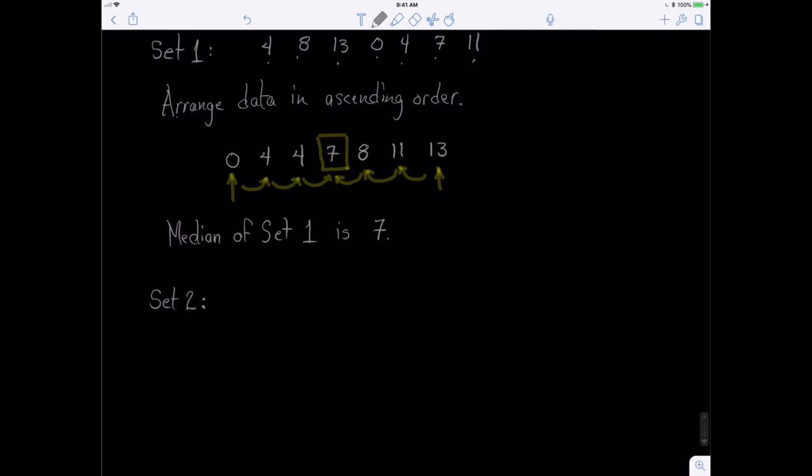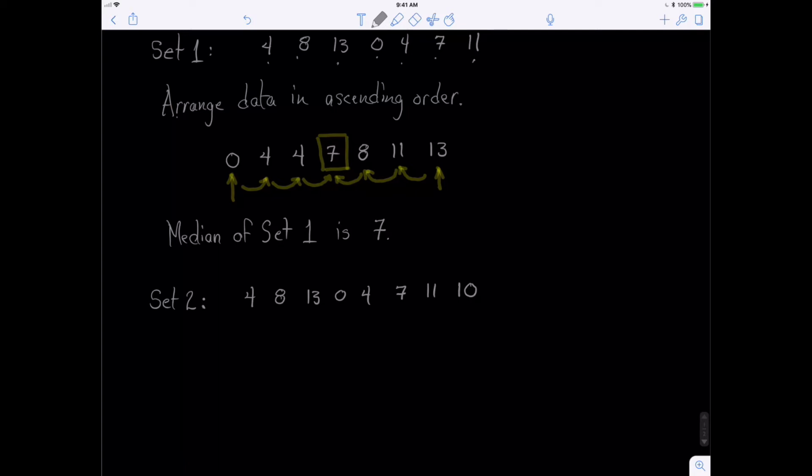And let's give it some numbers. How about 4 and 8, maybe a 13, 0, 4, 7, 11, and 10. And notice that set 2 isn't much different than set 1, only by that last number. But to find the median, we first have to arrange it in ascending order.